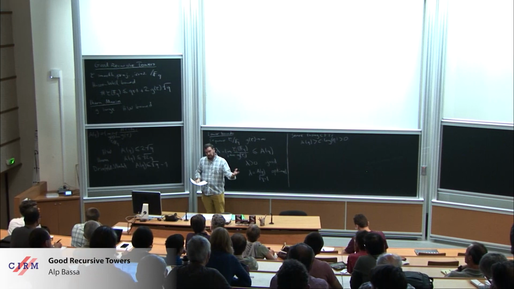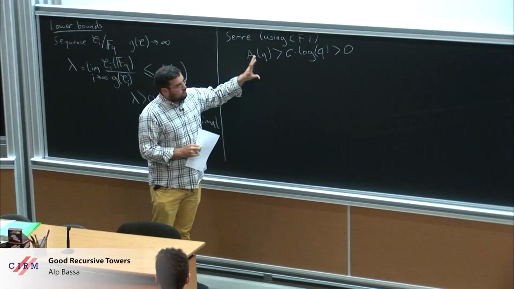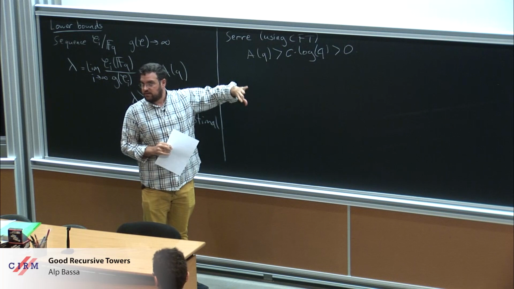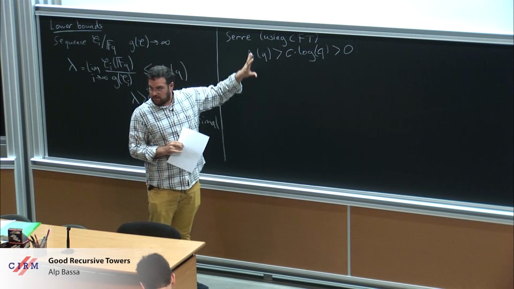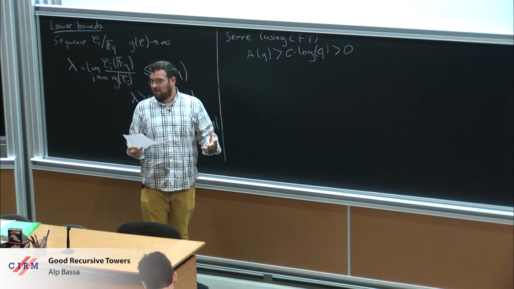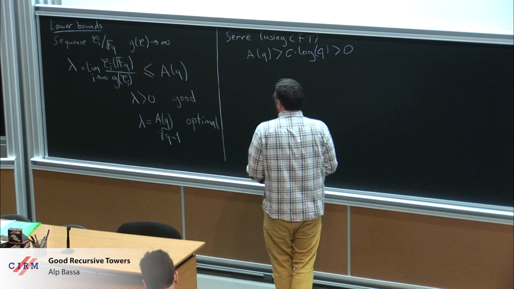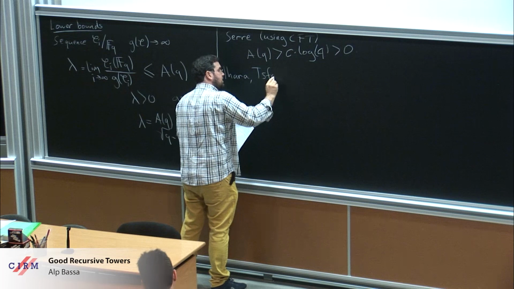And then there have been various results for various small finite fields over F_2, F_3, and so on. So I'm not going to list them all, but many of the people contributing to this are in the audience, and I think there'll be more discussions about this later on. And then another lower bound is by Ihara, and independently by Tsfasman, Vladut, and Zink.